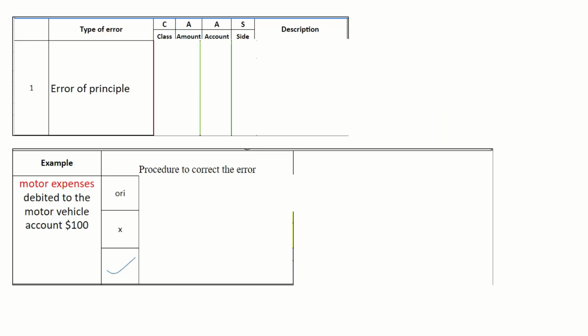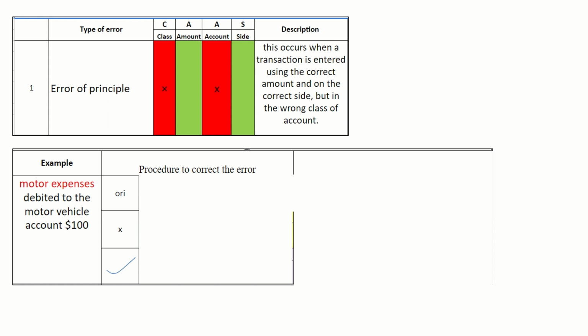Now, let's look into each type of error that does not affect the trial balance and identify the correct double entry to correct the error. Error of principle. This occurs when a transaction is entered in the wrong class and wrong account, but with the correct amount on the correct side.